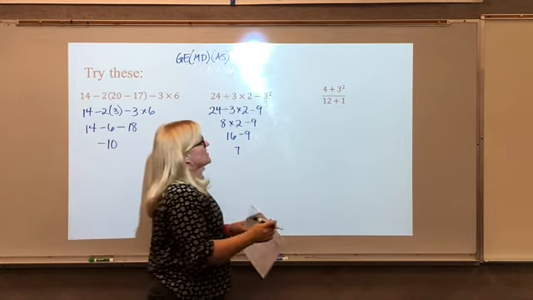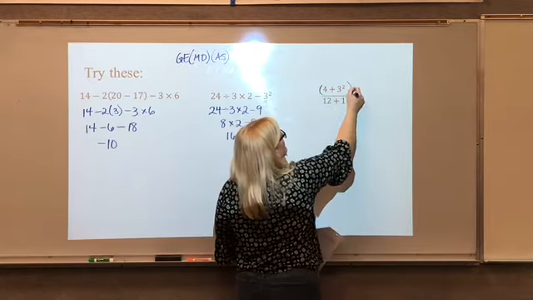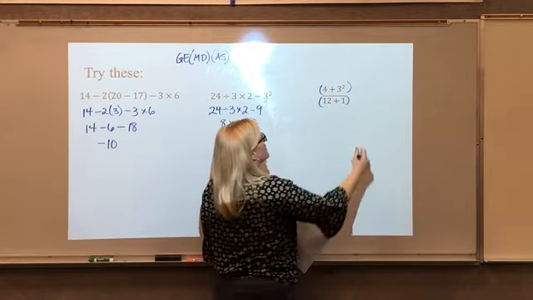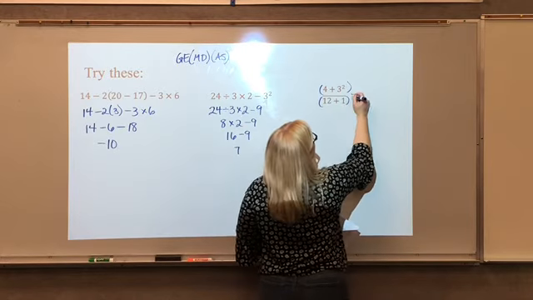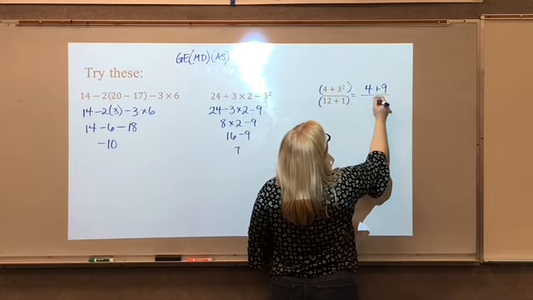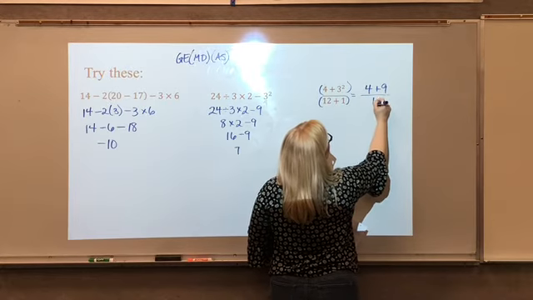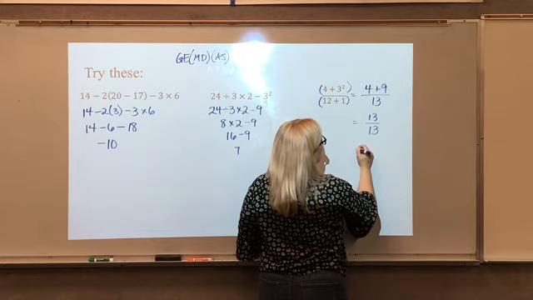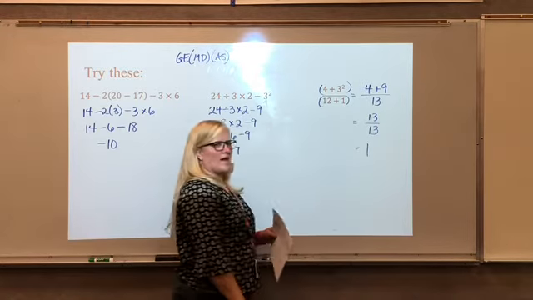Okay, and then lastly, if that helps you to put parentheses around that, you can do that. I've got 4 plus 3 squared is 9 over 12 plus 1 is 13. So this is 13 over 13, which is 1.